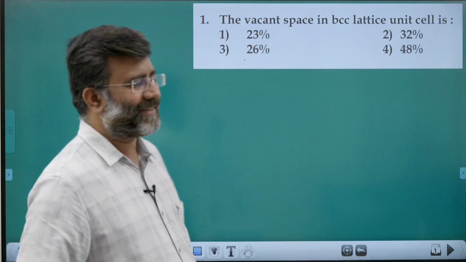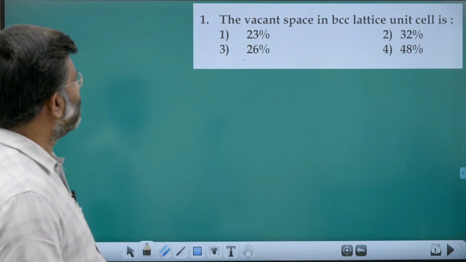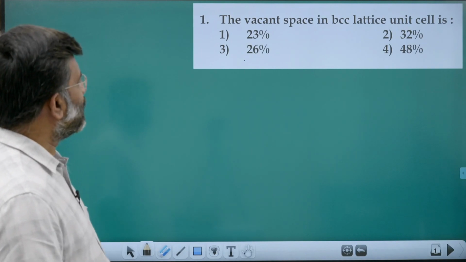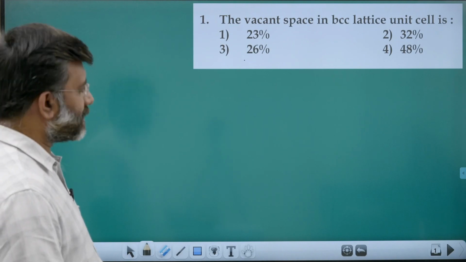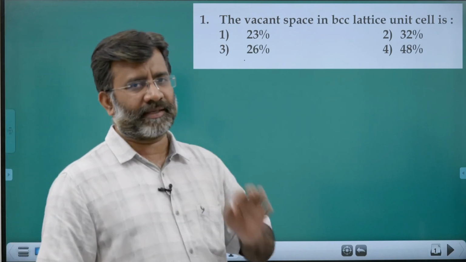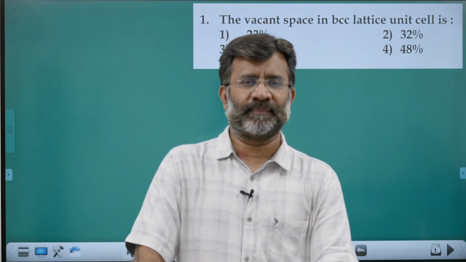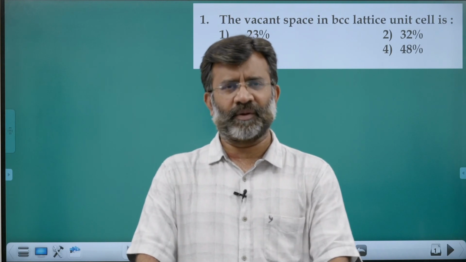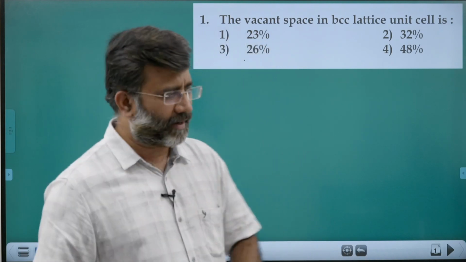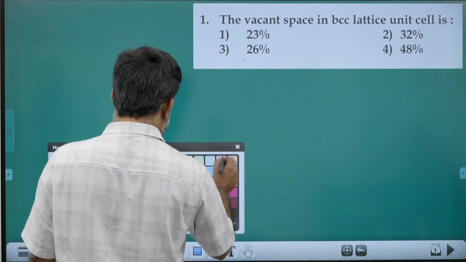First question. A simple question. The vacant space in BCC lattice unit cell is. Vacant space is asked. So how much space is occupied? What is the packing efficiency of BCC? All of you have studied, but still I am telling you.